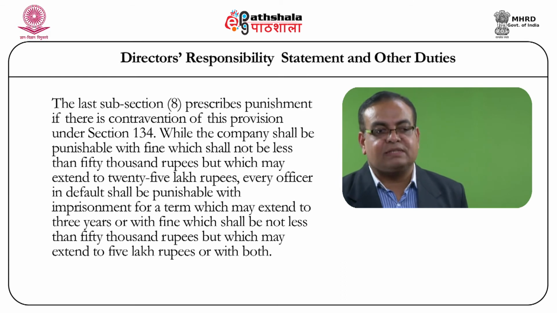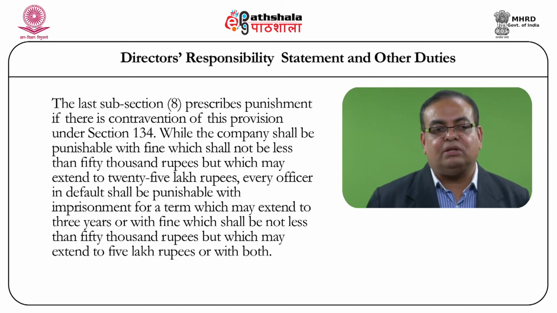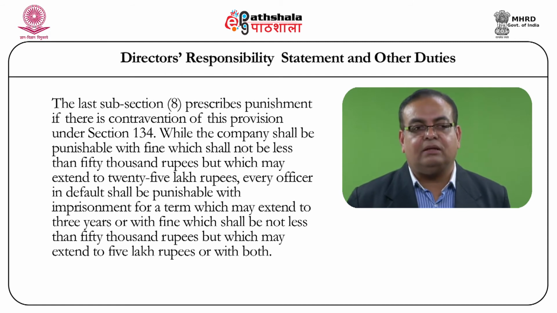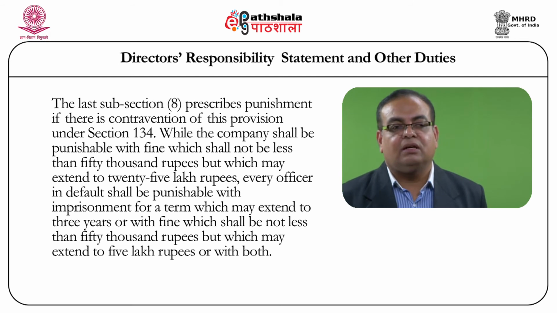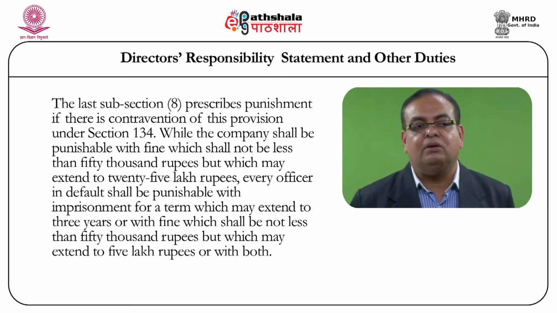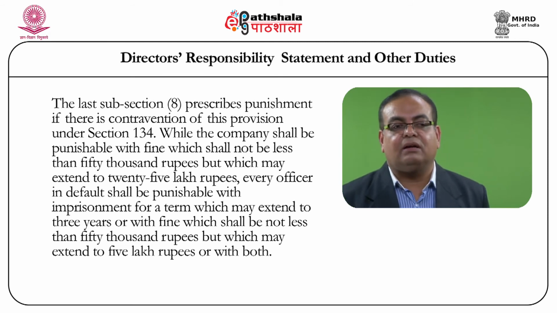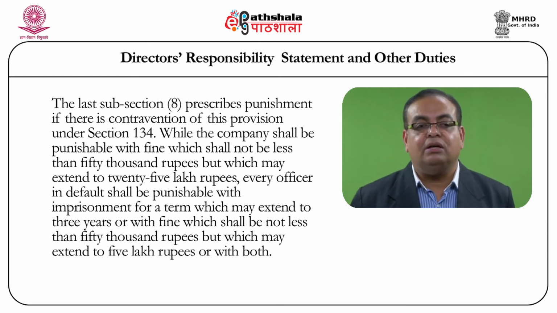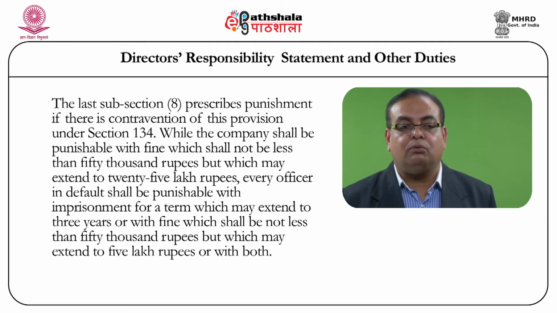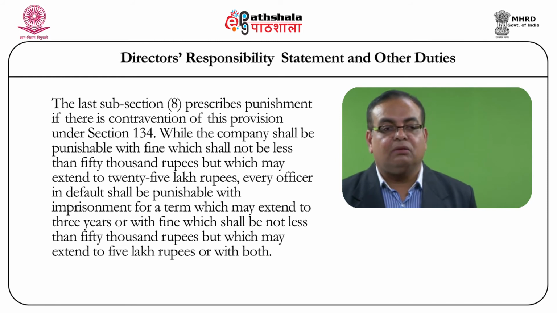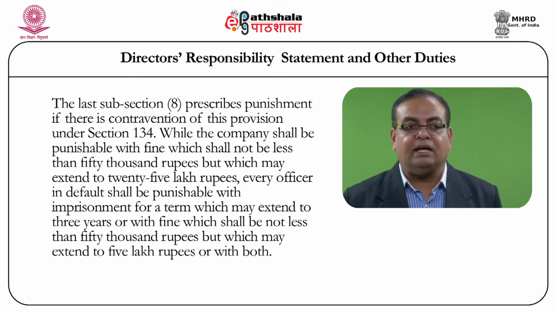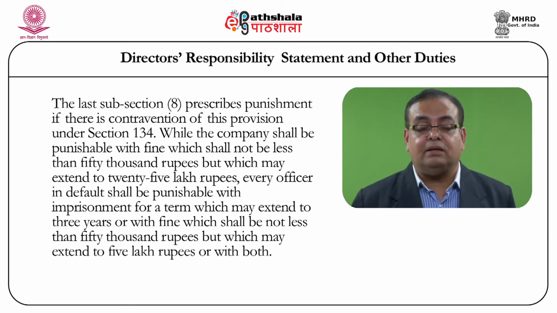Now, coming to subsection 8, which is the last subsection. That talks about penalty and punishment. I already said if there is a non-compliance of section 134, from subsection 1 to subsection 7, then the company shall be punishable with a fine which will range between 50,000 and 25 lakhs. Every officer in default shall also be punishable with imprisonment for a term which may extend to 3 years, or with a fine which shall range between 50,000 rupees and 5 lakhs of rupees, and it can also be both imprisonment and fine.